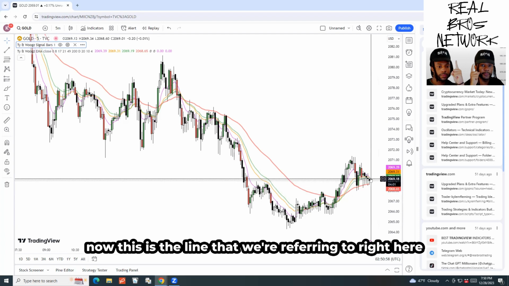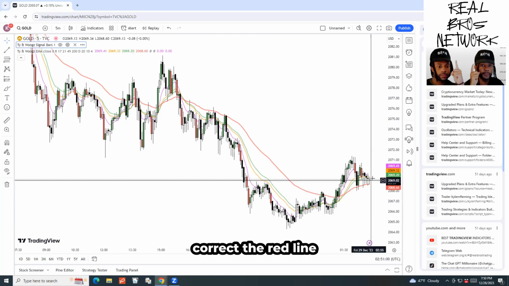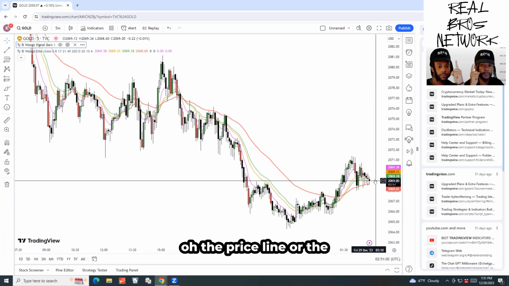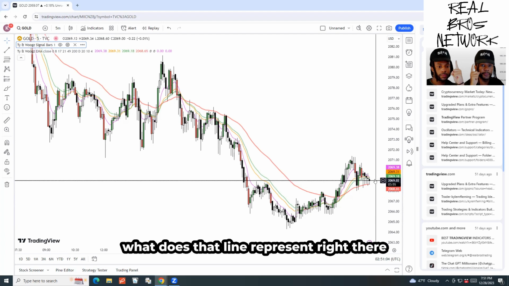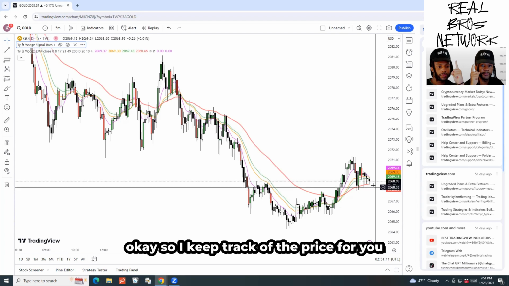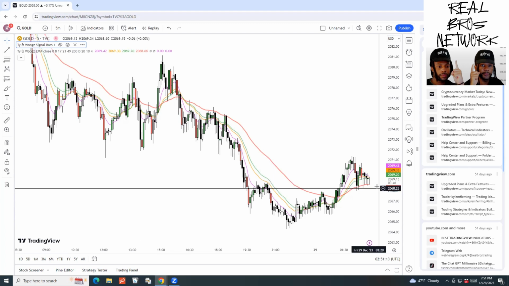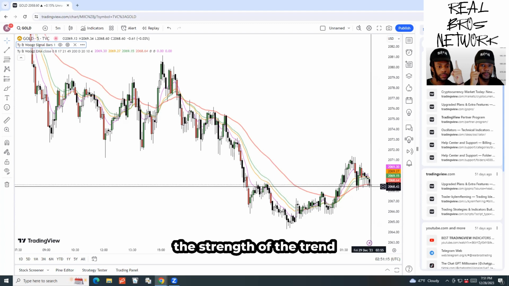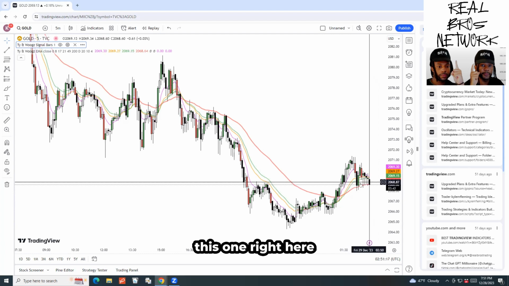Now, this is the line that we're referring to right here, correct? The red line. Oh, the price line or the red line? What does that line represent right there? That's the price line. That's the price. Okay. So that keeps track of the price for you. And that red line determines the strength of the trend. This one right here. Yep.